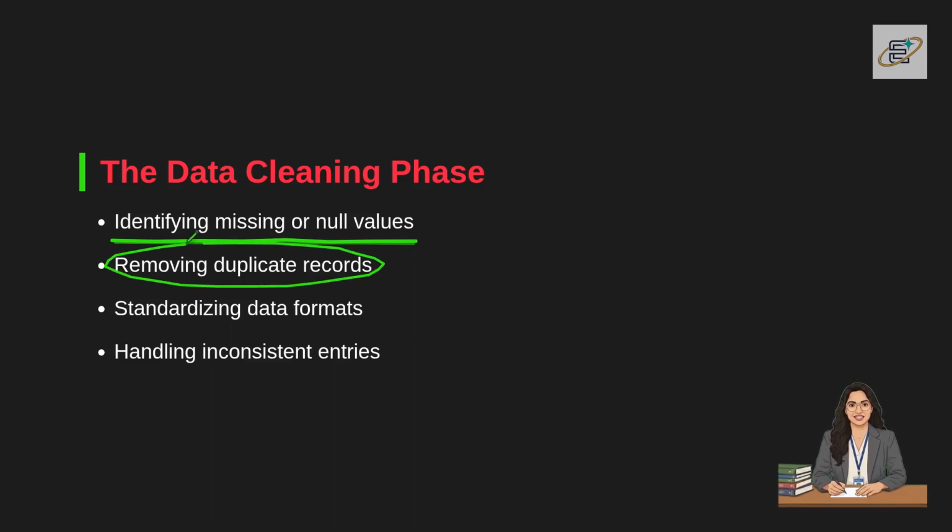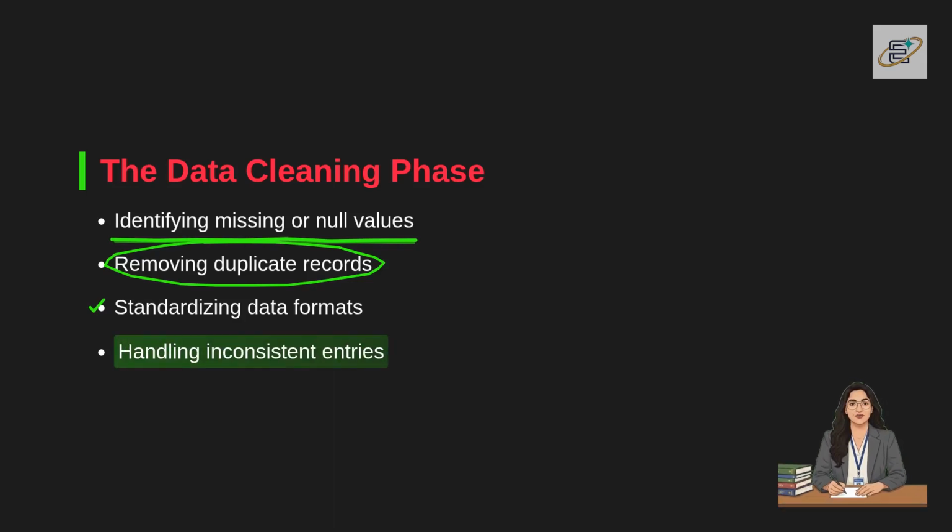Next, you will spend time removing duplicate records. If a user clicked submit twice, counting them twice will completely skew your final interpretation. Then, we have standardizing data formats. Think about dates: one system uses month day year, another uses day month year. You must force them into a single, uniform standard before you can analyze anything. Finally, you are always on the lookout for handling inconsistent entries, like someone typing New York versus NYC. Cleaning data isn't the most glamorous part of the job, but it is the absolute foundation of accurate interpretation.